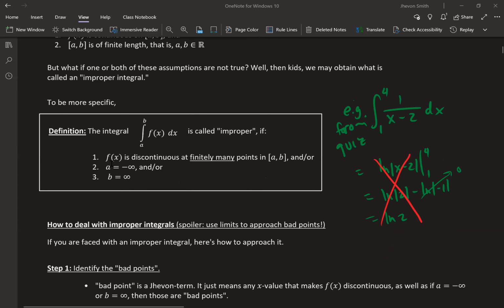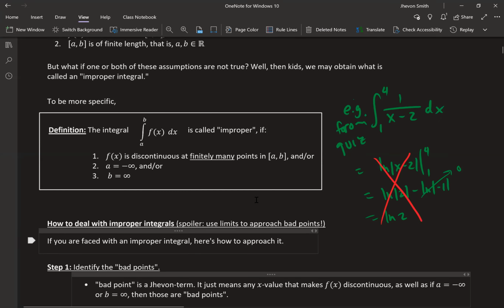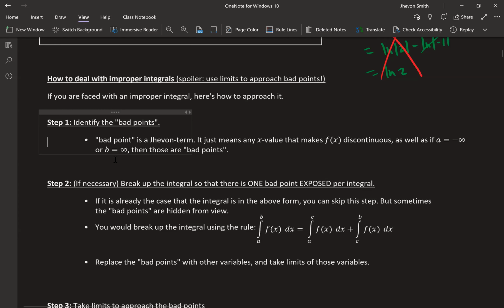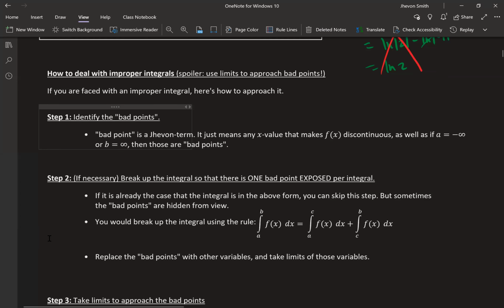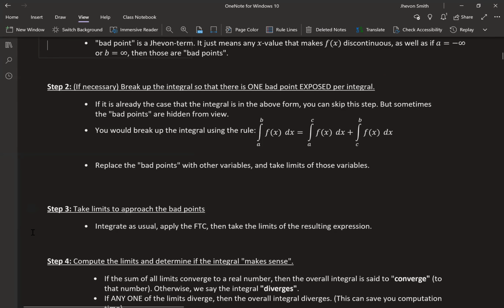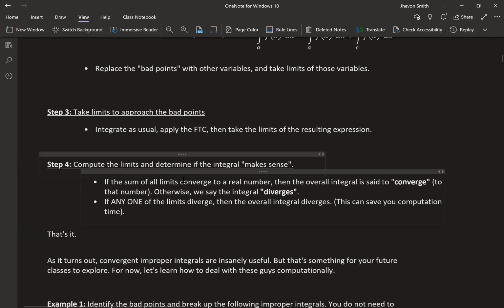Now here's the thing. The points that made our function discontinuous, as well as when our input went to negative or positive infinity, we call those bad points, not an official term. To compute improper integrals, we identified the bad points. We broke up the integral using this property to expose the bad points such that only one bad point is exposed per integral. We use limits to approach the bad points, and we can only approach one at a time. That's why we only need one bad point per integral. Then we compute the integral as the fundamental theorem of calculus tells us, and we take the limits afterwards.